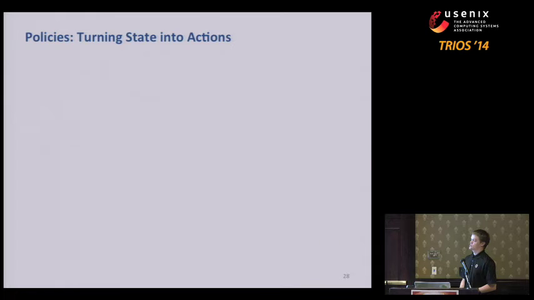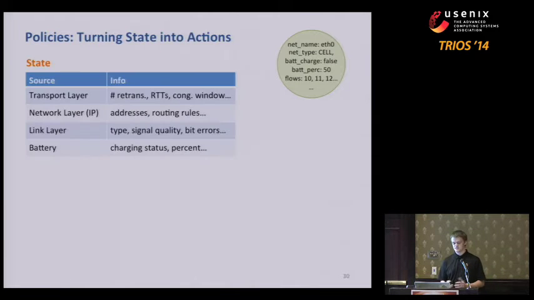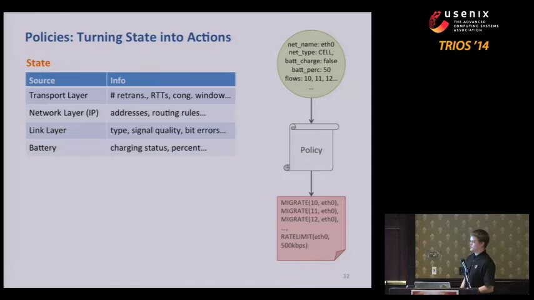So how do we actually turn state into actions? Here we start with a snapshot of what a state might look like on the device. You can see it's currently connected to the cellular network. The battery is about half full, and there are a couple of flows labeled 10, 11, and 12 on the device. This is obviously not all the state that we can expose, but here are some more examples that we have in our prototype. You can see that we go across several layers of the network stack, as well as other sources like the battery. This state is inputted into the policy, which does some computation and outputs a plan that looks something like this.